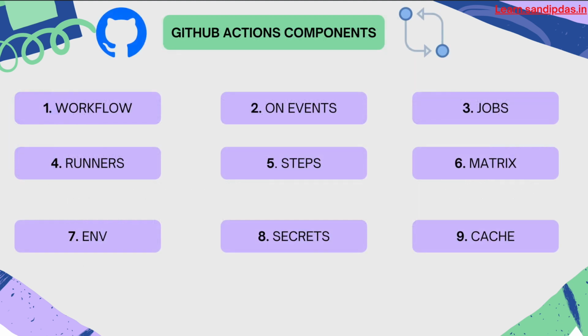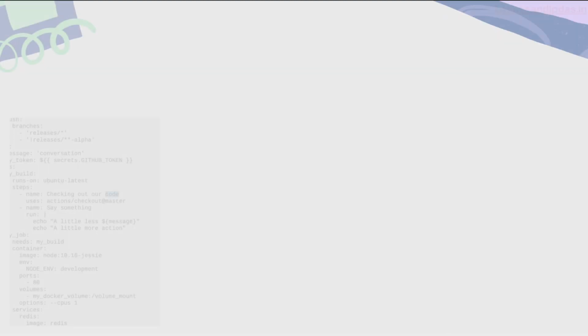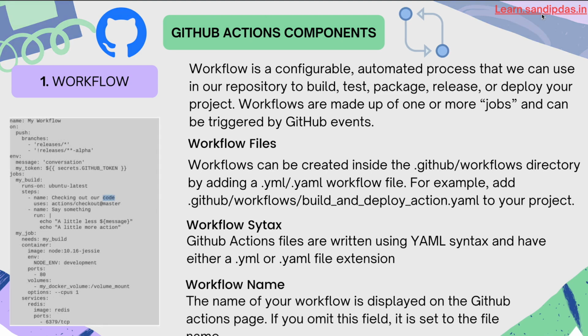Okay. Now let's learn about the GitHub Actions components. We have the following components: workflow, on events, jobs, runners, steps, metrics, environment variables, secrets, and cache. Let's learn one by one. So the very first one is the workflow. A workflow is a configurable automated process that we can use in a repository to build, test, package, release, or deploy our projects. Workflows are made up of one or more jobs that can be triggered by GitHub events.